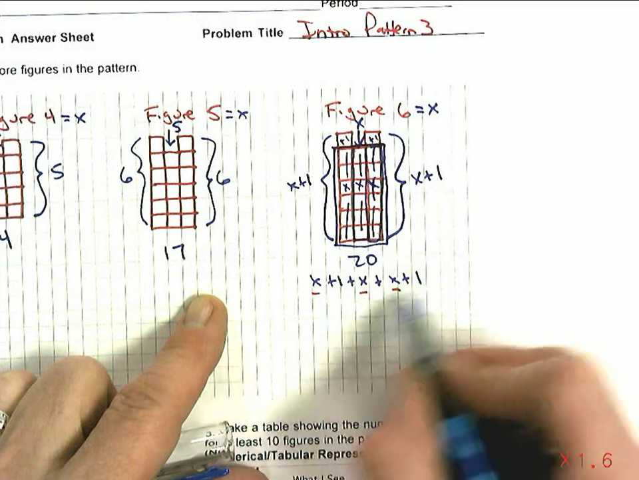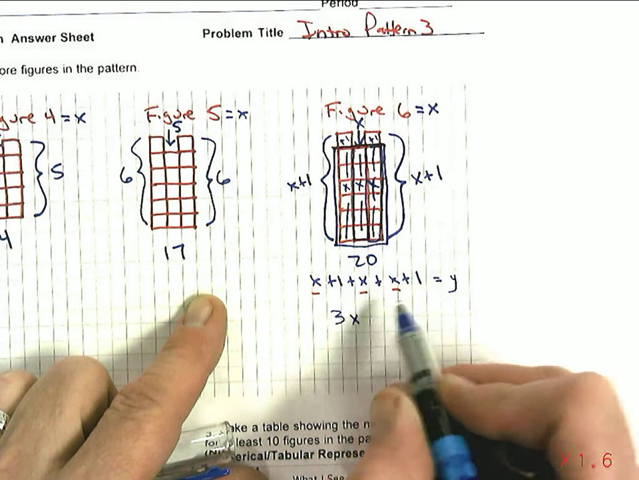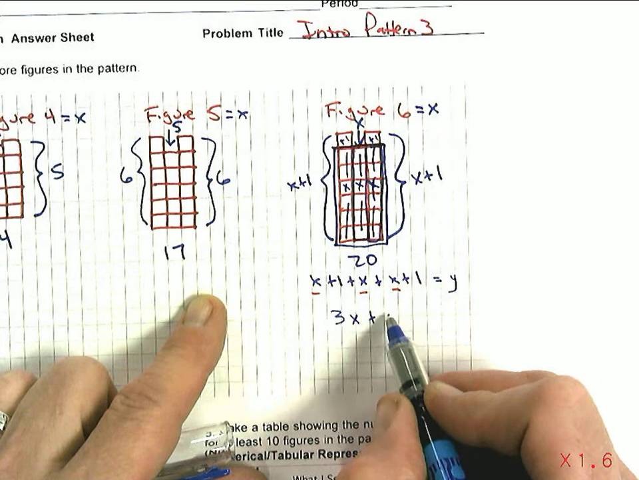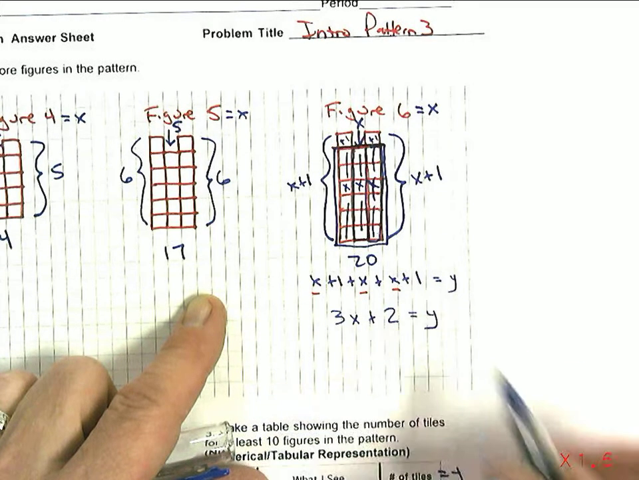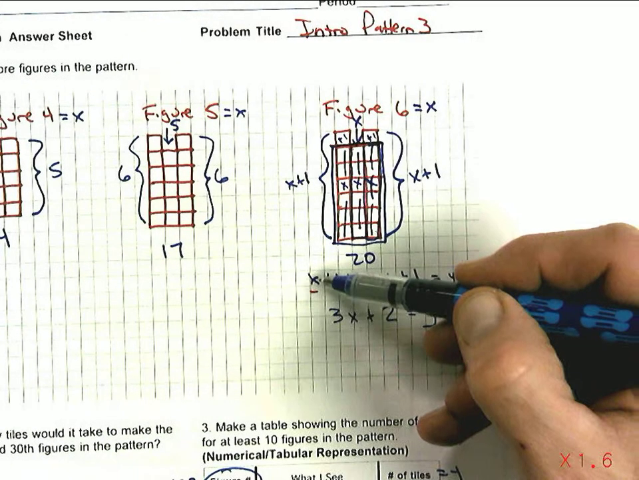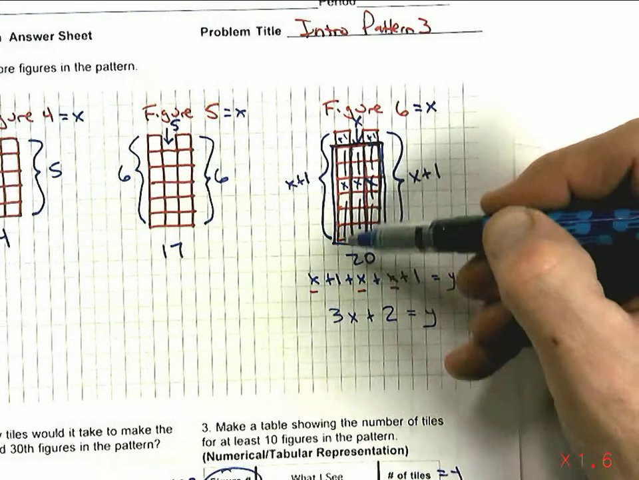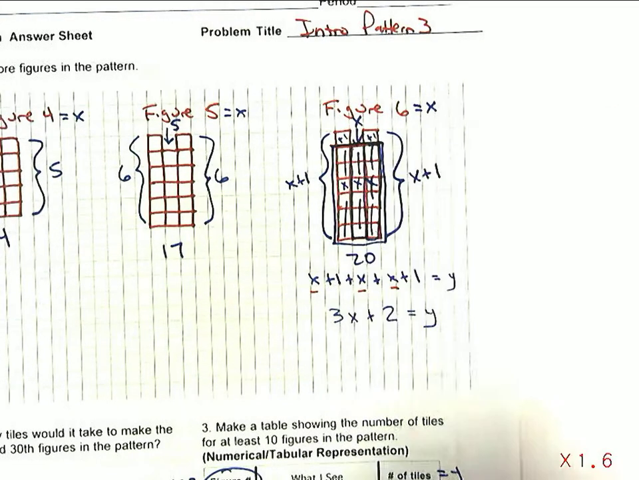So this really could have been written 1, 2, 3x, 3 times x, plus, put those two together. And so that's another way to write this, 3x plus 2 equals y. But again, there's 1, 2, 3 x's plus the 2. There's the x plus 1, an x plus 1, and an x in the middle.